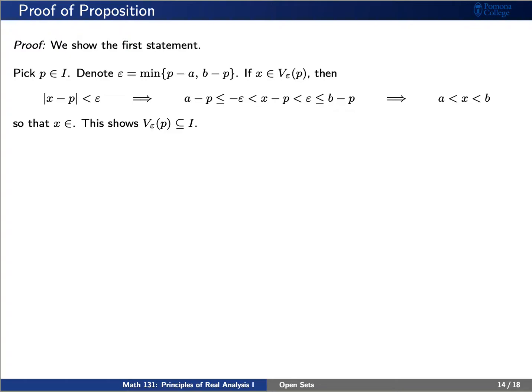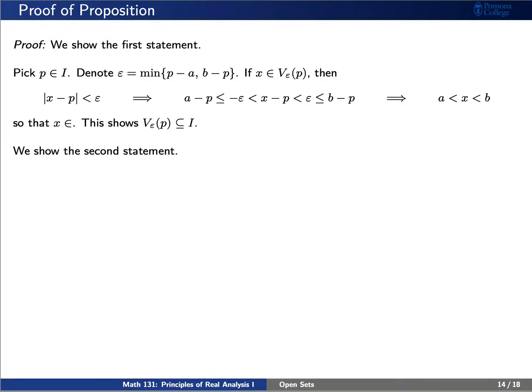If X is an element of V sub epsilon of P, then the absolute value of X minus P is less than epsilon. And unpacking this, we see that negative epsilon is less than X minus P is less than epsilon. However, epsilon is less than or equal to P minus A, so A minus P is less than or equal to negative epsilon. Similarly, epsilon is less than or equal to B minus P. This means that A minus P is less than X minus P is less than B minus P. Adding P everywhere, we see now that A is less than X is less than B, hence showing that X is an element of our open interval I. This does indeed show that V sub epsilon of P is contained in the interval I.